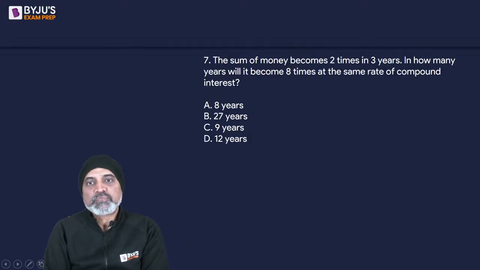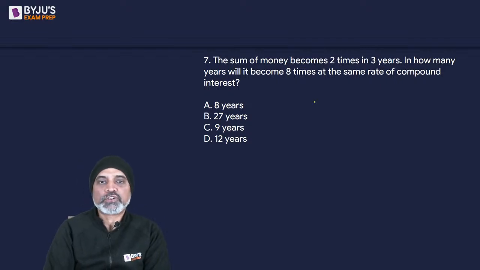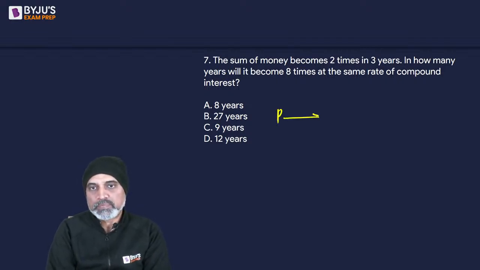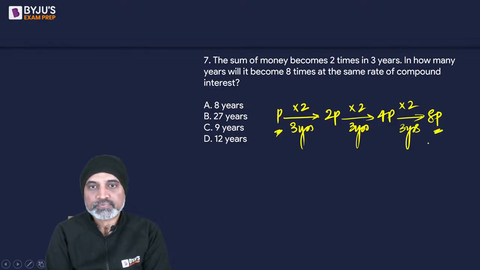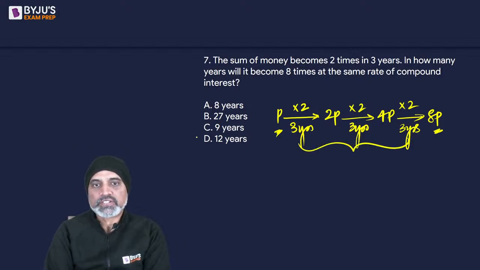Okay. A sum of money becomes 2 times in 3 years. In how many years will it become 8 times at the same rate of compound interest? So some principal doubles in 3 years, so it becomes 2p. Now this 2p will again double in 3 years, so that it becomes 4p. And this 4p will again double in the next 3 years, so that it becomes 8p. So the principal becomes 8 times at the same rate of compound interest in 3 plus 3 plus 3, which is going to be 9 years.